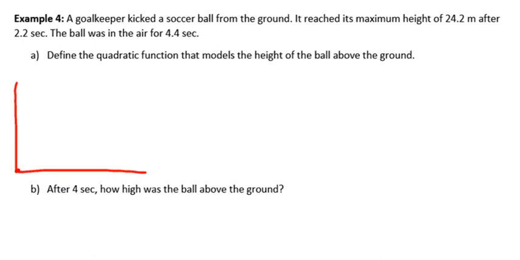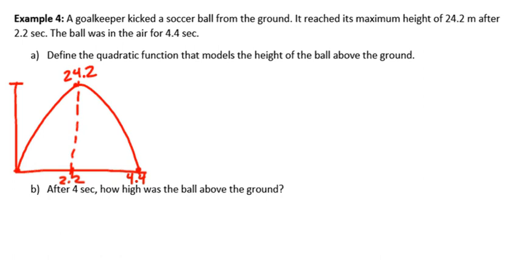So we're kicking it from the ground. So our height will be 0 and our time is going to be 0. At 2.2 seconds, it's reaching a max height of 24.2 meters. The ball was in the air for 4 seconds. So when it came back down over here, it was 4.4 seconds. So this curve looks like this. That's what our quadratic would look like. So here we know what our vertex is. We know what our x value is, our axis of symmetry, and we know the y value at that point. So far we know it's opening down. We're going to get a negative a value, but we're not sure what it is.